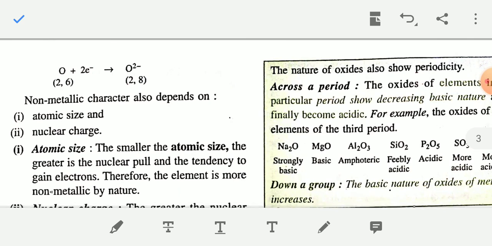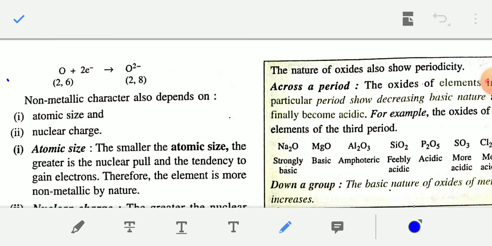Similarly, oxygen, which has electronic configuration 2, 6, accepts 2 electrons to become O2 minus, which has 8 electrons in the outermost shell. So O2 minus is more stable than oxygen. And non-metallic character also depends on atomic size and nuclear charge.